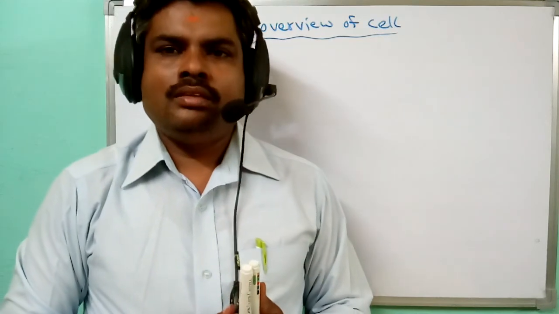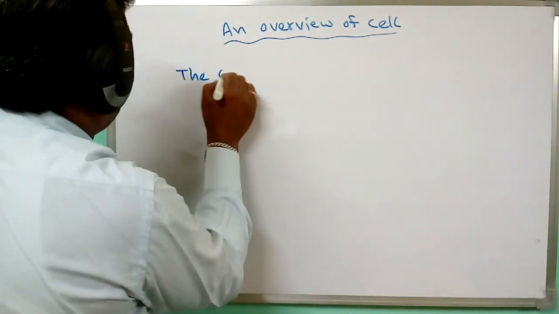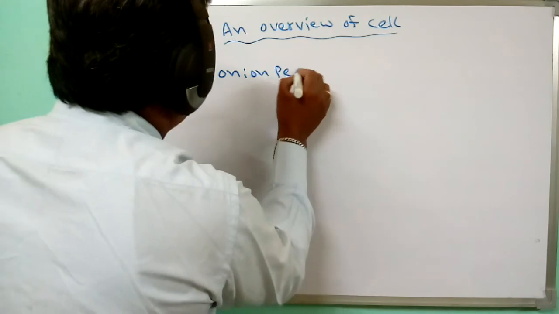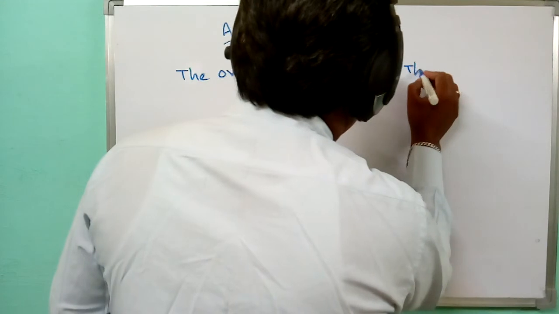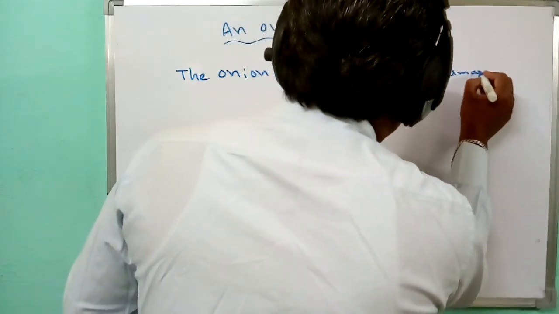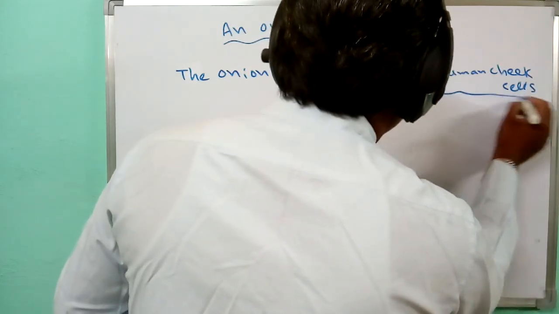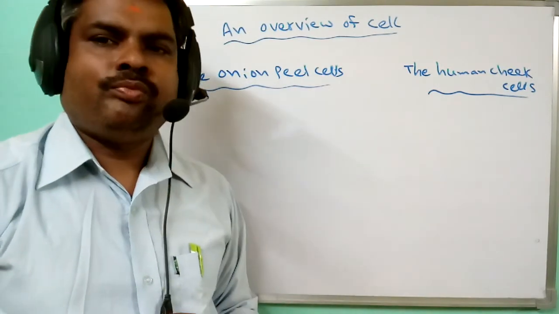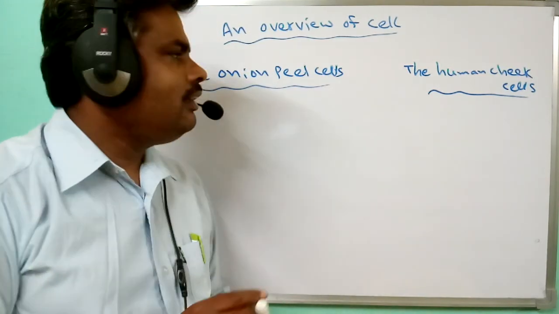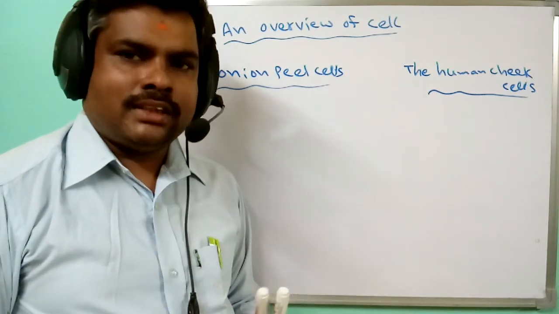We observed in previous classes the onion peel cell and the human cheek cells. Both cells were observed under the microscope. Let us recall the structures of the onion peel cell and the human cheek cells once again.